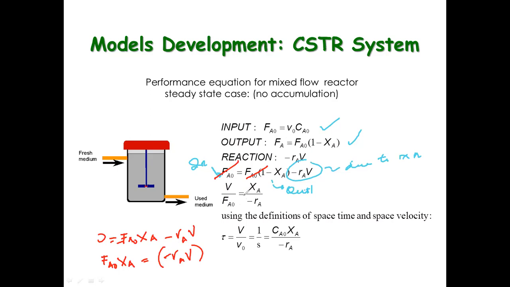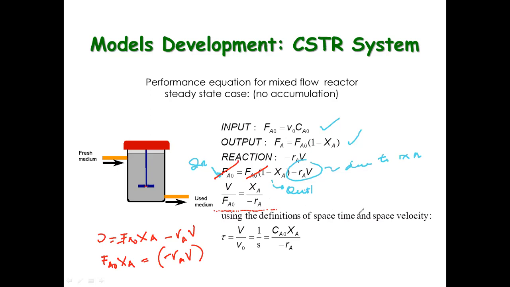Now what you have seen here is that there was a splitting of the term. So you keep the V here, and the V and the FAO went together. You transfer the FAO here, and the rate transferred in here. This is the resulting equation: V divided by FAO equals XA divided by the rate. This is the resulting equation.